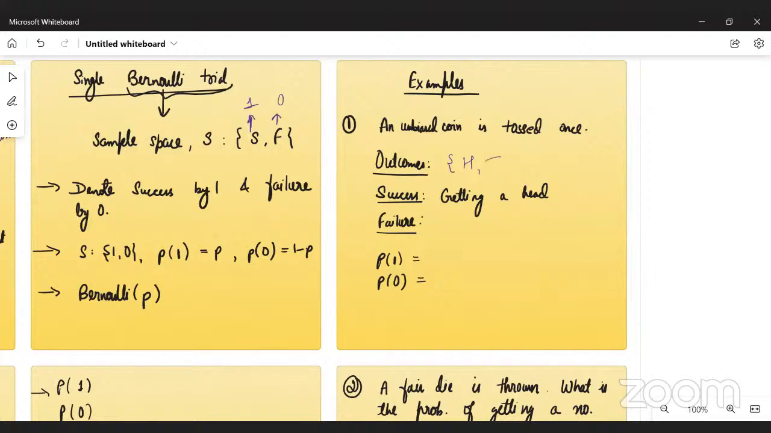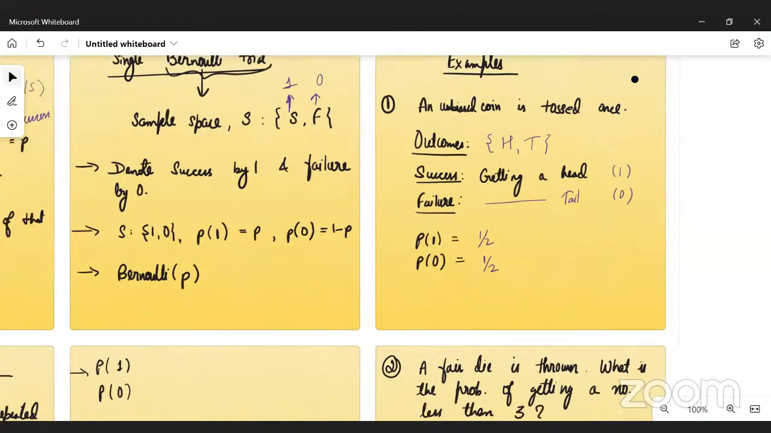Outcomes is just going to be head and tail. And if I say success is getting a head, failure is going to be getting a tail. If I denote my success as 1 and failure as 0, what is the probability of success? 1 by 2. And probability of failure? 1 by 2, right?